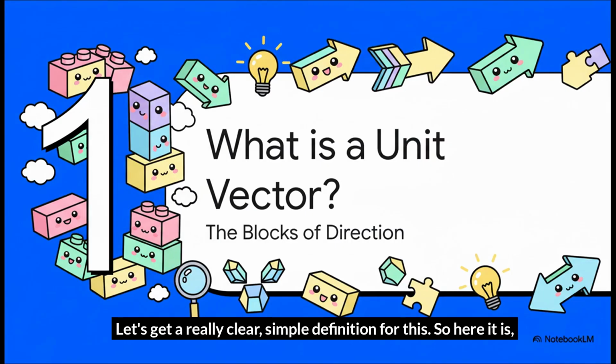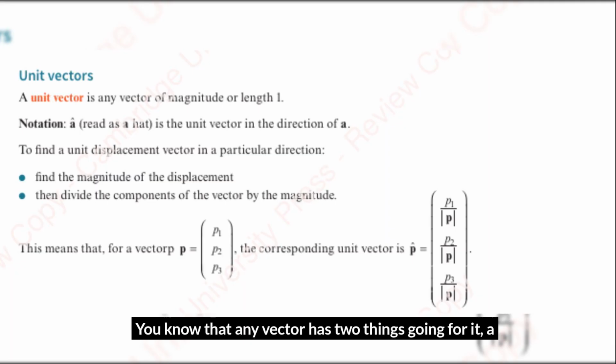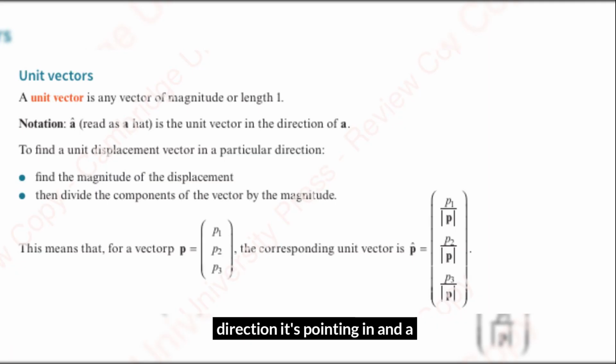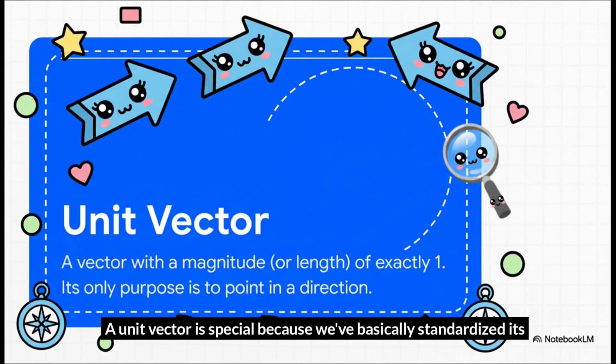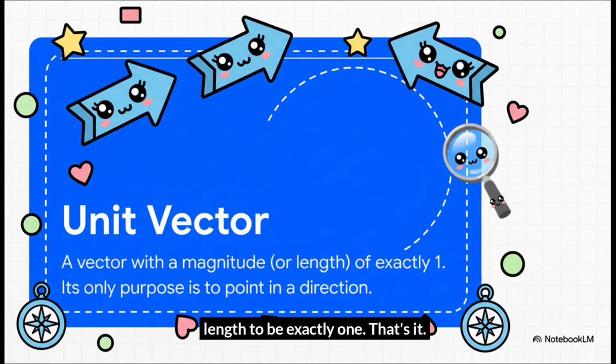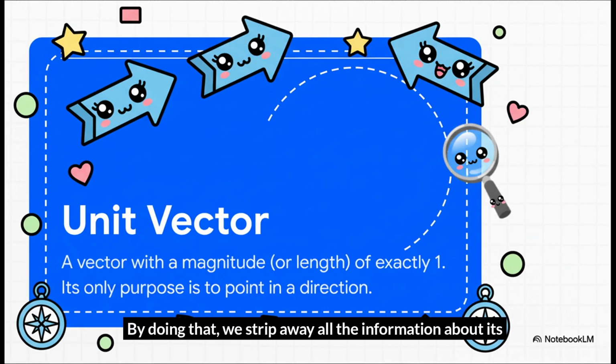Let's get a really clear, simple definition for this. So here it is, the big idea. You know that any vector has two things going for it, a direction it's pointing in and a length, which we call its magnitude. A unit vector is special because we've basically standardized its length to be exactly 1. That's it. By doing that, we strip away all the information about its length, leaving us with something that purely and only represents a direction. It's a way to put all vectors on a level playing field.